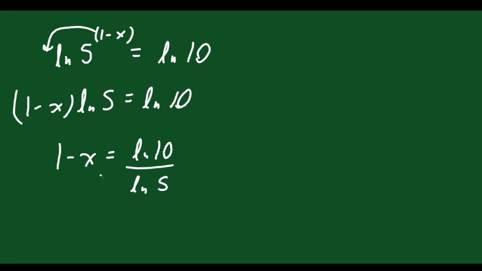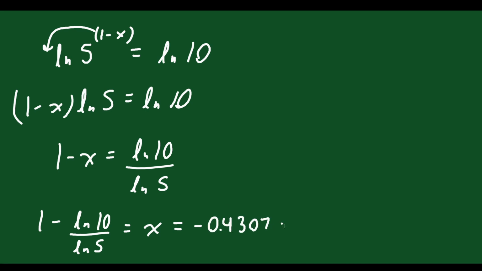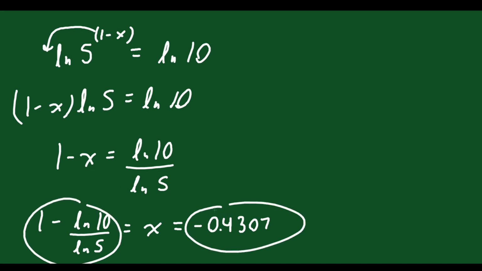Gotta get x by itself. So I'm going to move x to the right to make it positive, and I'm going to move this term to the left. So you'll get 1 minus ln of 10 over ln 5 is equal to x. And so that's the exact answer, but if you want to calculate it, you'll get negative 0.4307 approximately, okay? So it depends on what type of answer they're asking for. Do they want the exact answer, or do they want an approximate rounded answer, right, as a decimal?